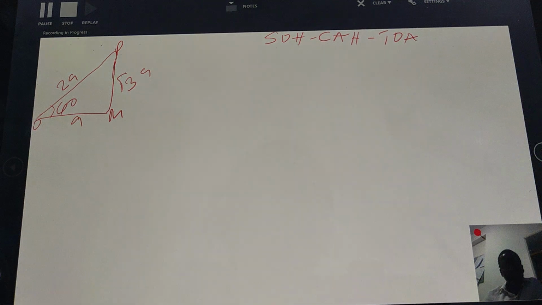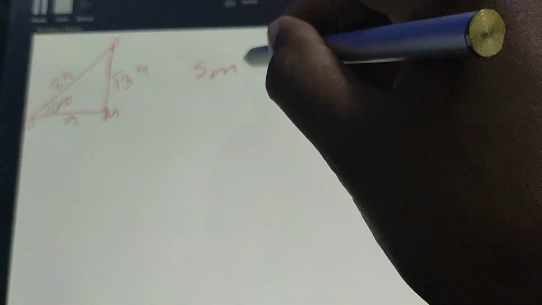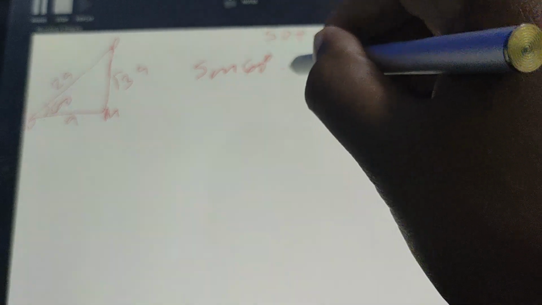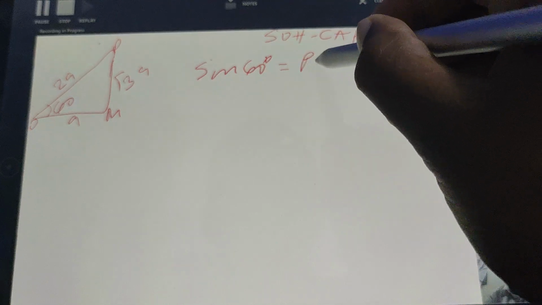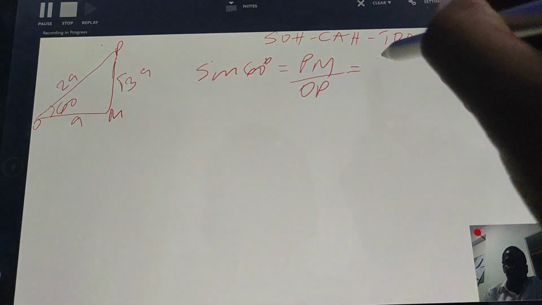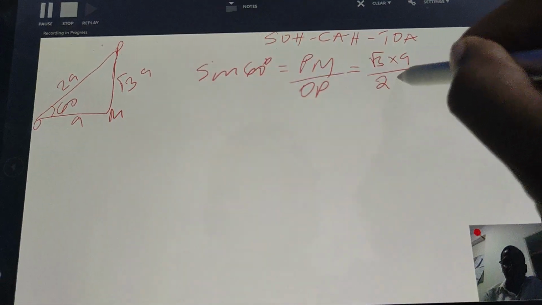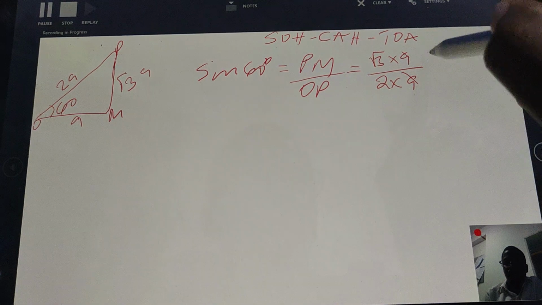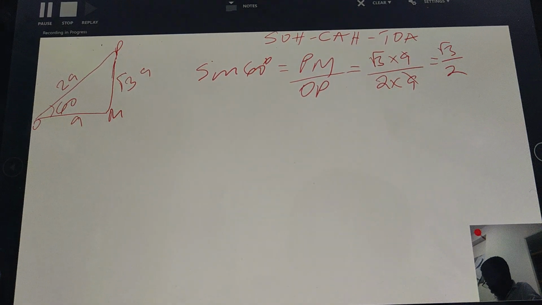SOHCAHTOA. In this case, let's start with sine. Sine 60 degrees should be equal to opposite over hypotenuse. Our opposite is PM over hypotenuse OP, which is equal to root 3 times A over 2 times A. A will go, you remain with root 3 over 2. So that's our sine 60, root 3 over 2.